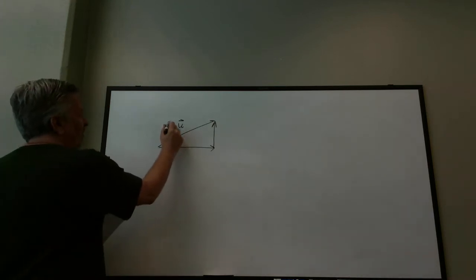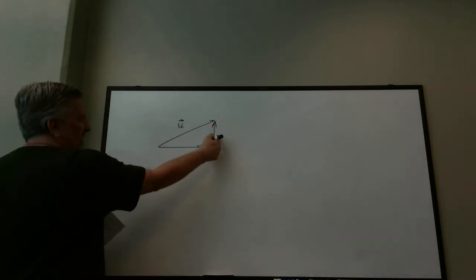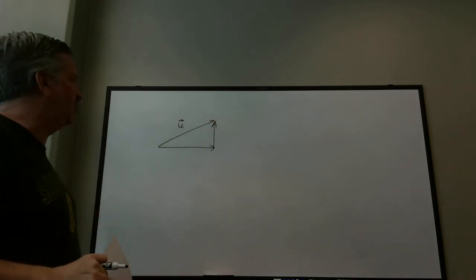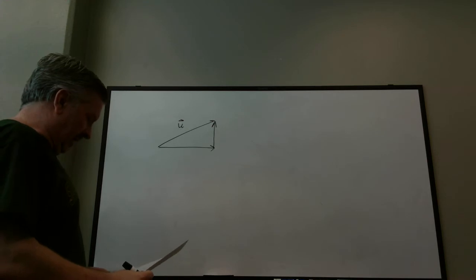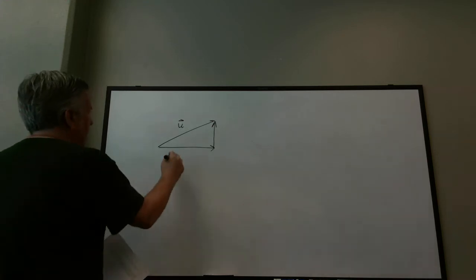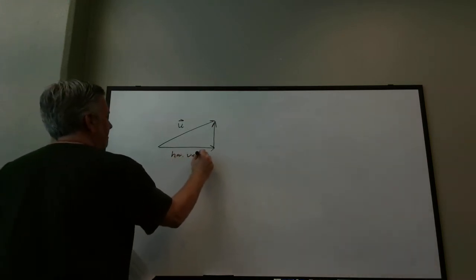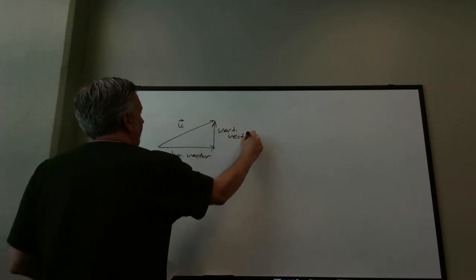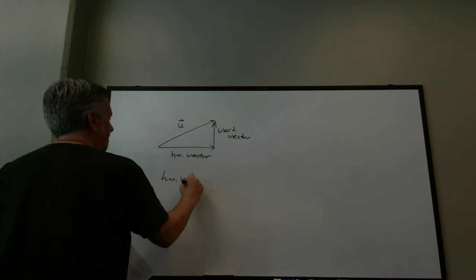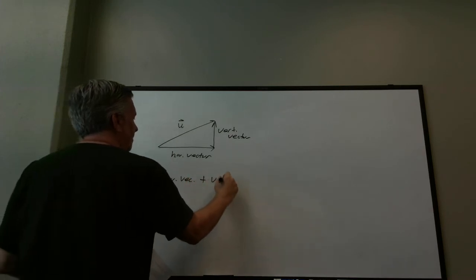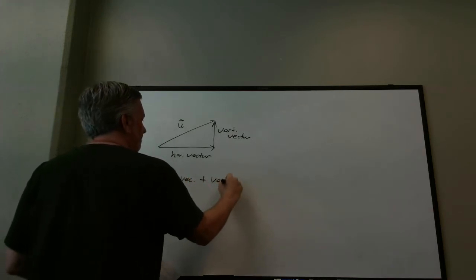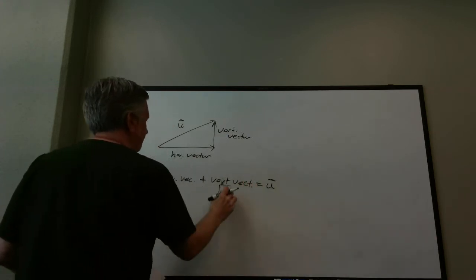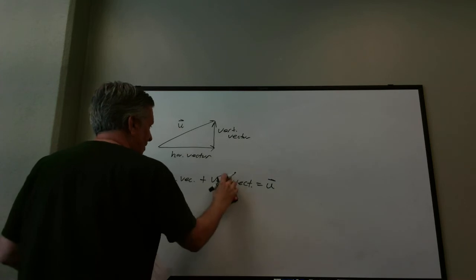Or I could have done it this way. I could have done the vertical here and the horizontal here, but notice the vertical here is the same. It's the same vector, and the horizontal here is the same. So that's the only way you can do it. Okay, so this is a horizontal vector, and this is a vertical vector. And notice my horizontal vector plus my vertical vector is my u.